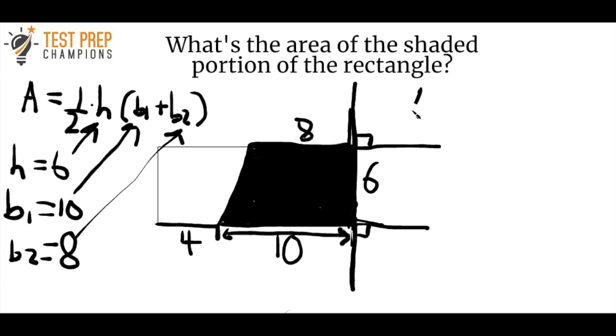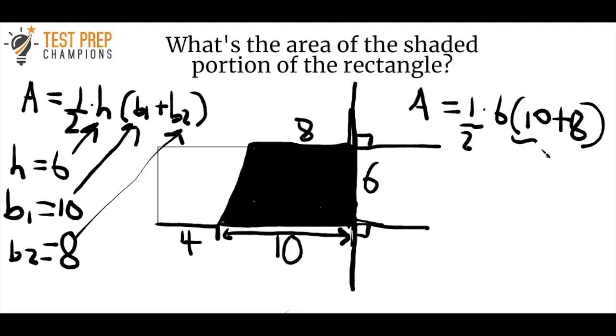So area equals half times the height, which we just found is 6. So let me put a little dot here, we'll put 6. And then we've got our parentheses. We've got base 1, which is 10, and base 2, which is 8. Try to always follow the order of operations rules, which are please excuse my dear Aunt Sally. The P stands for parentheses, so we want to deal with what's in the parentheses first. So 10 plus 8 is 18, so we have area equals half times 6 times 18.